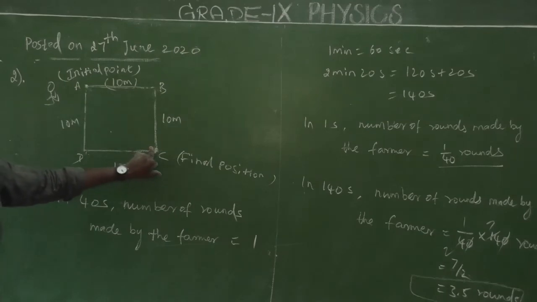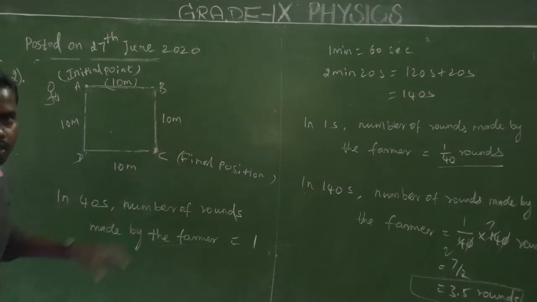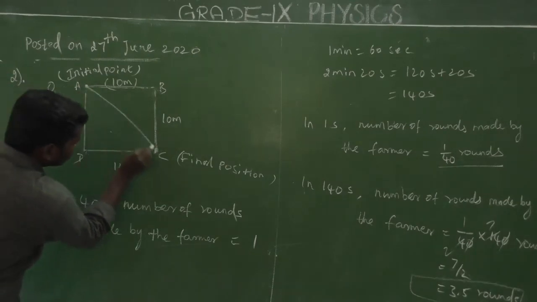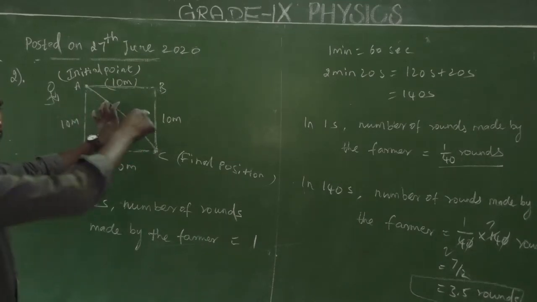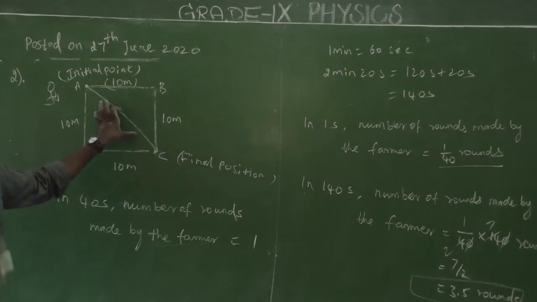So we need to calculate what quantity? The displacement. What is displacement? The shortest distance between the initial position and the final position. So we need to calculate this quantity. This is the displacement of that farmer. Don't get confused, very simple.